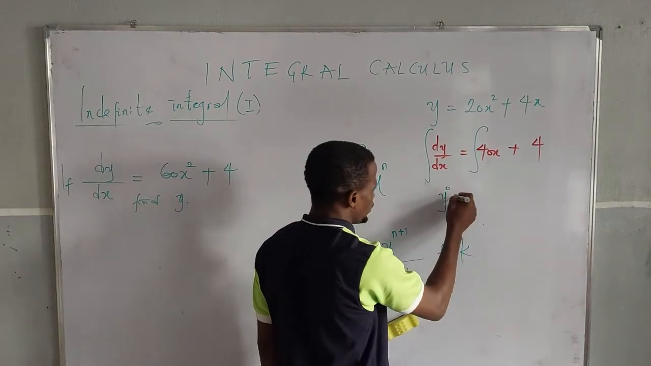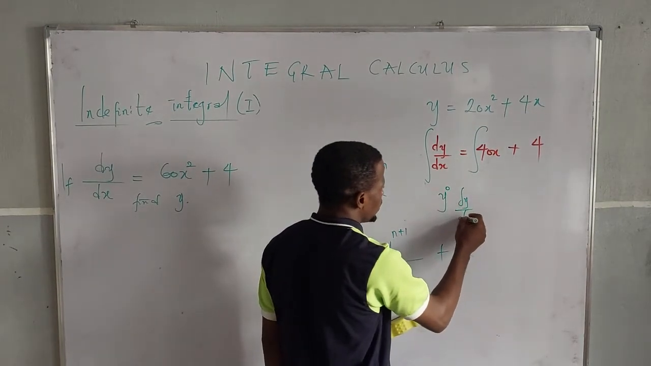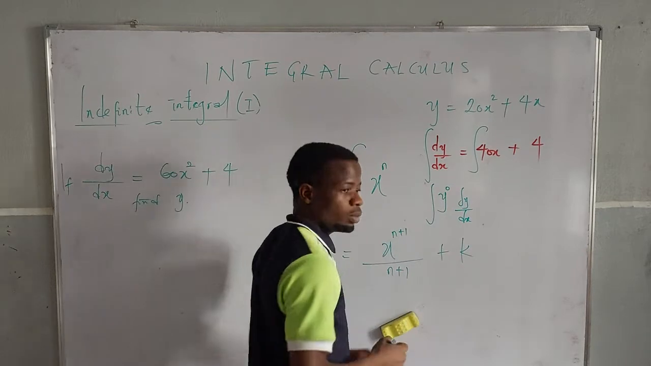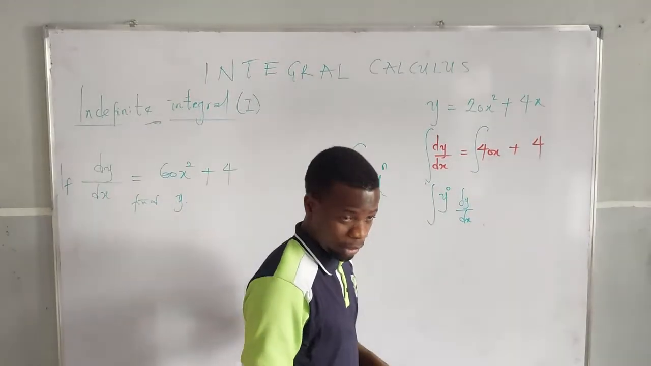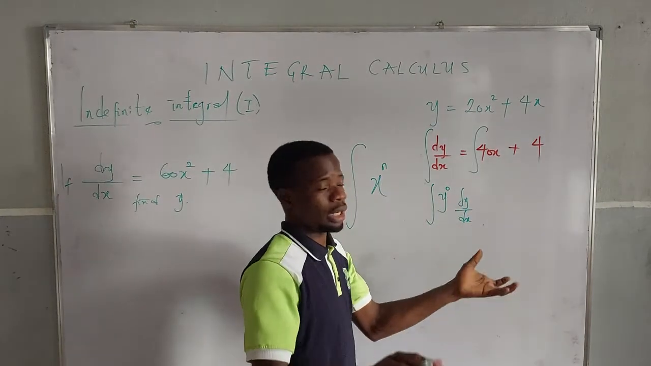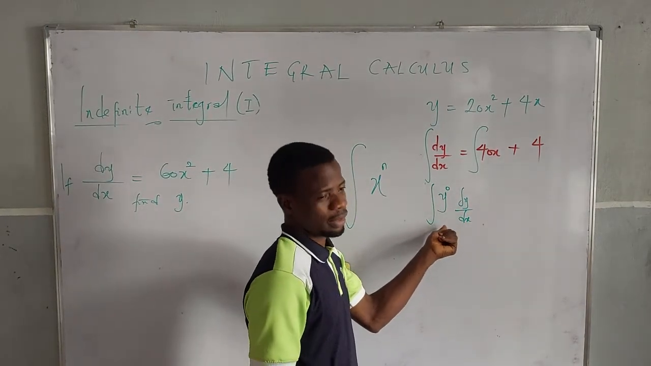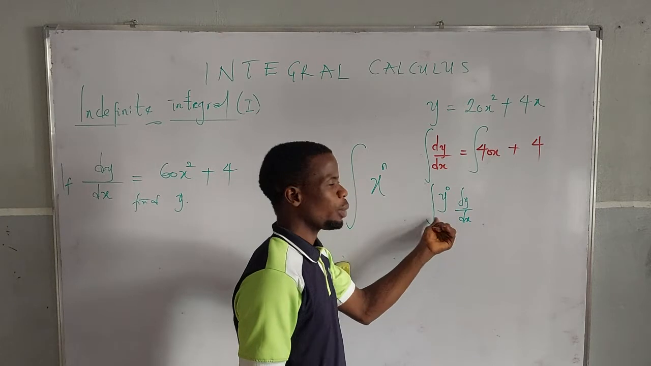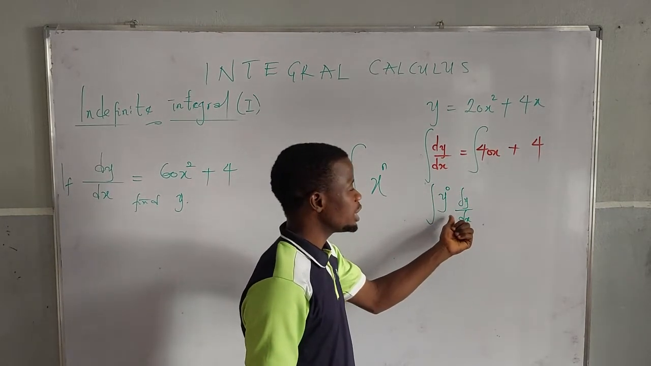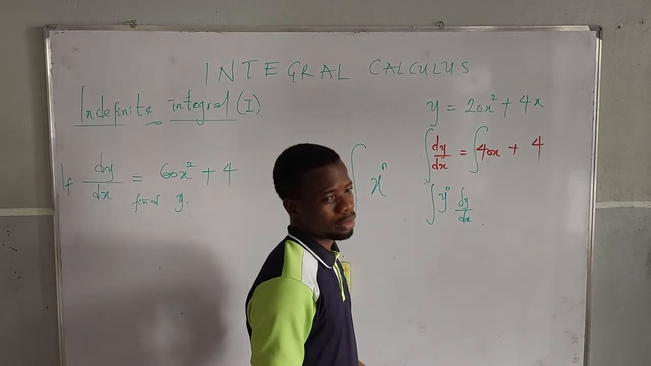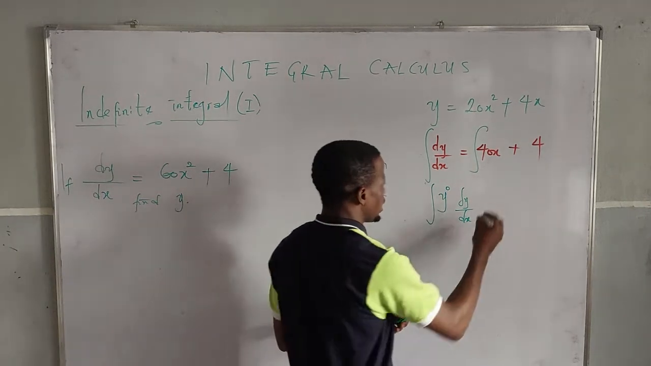Originally, this is like y raised to the power 0 times dy dx. What is y naught? Y raised to the power 0 is written as 1. So we are integrating, don't mind me, integrating y with respect to x. If you integrate dy dx, we are going to have y.